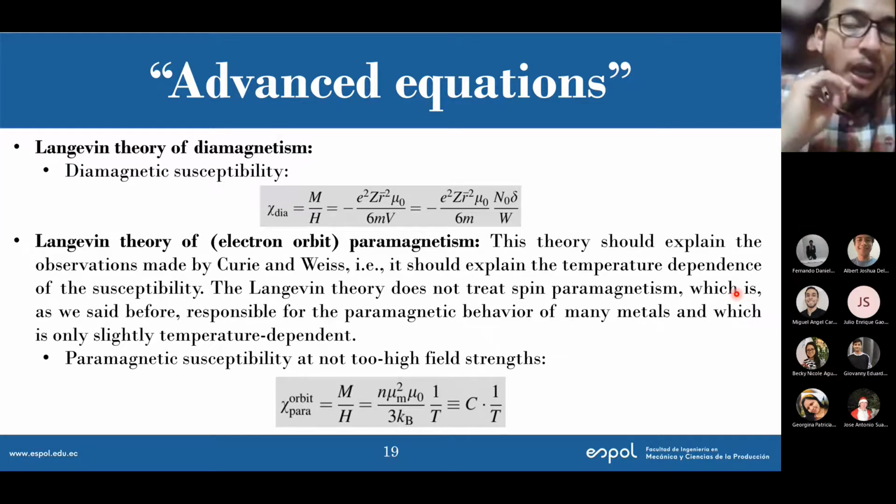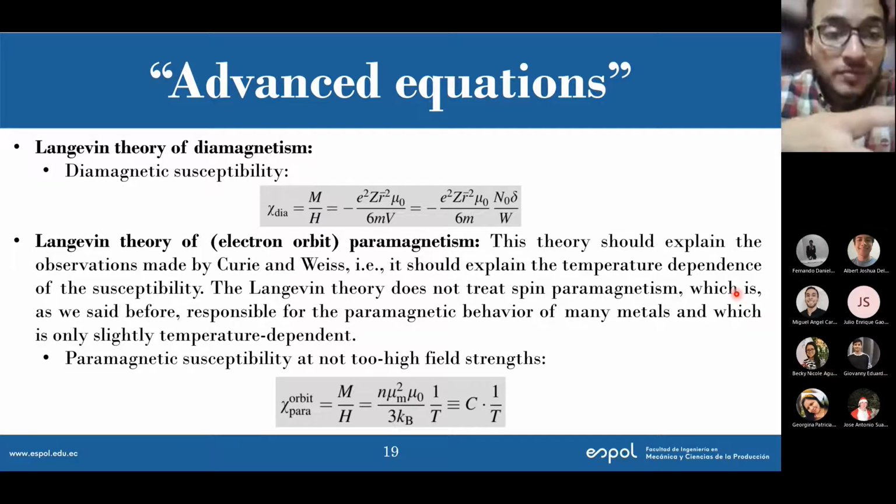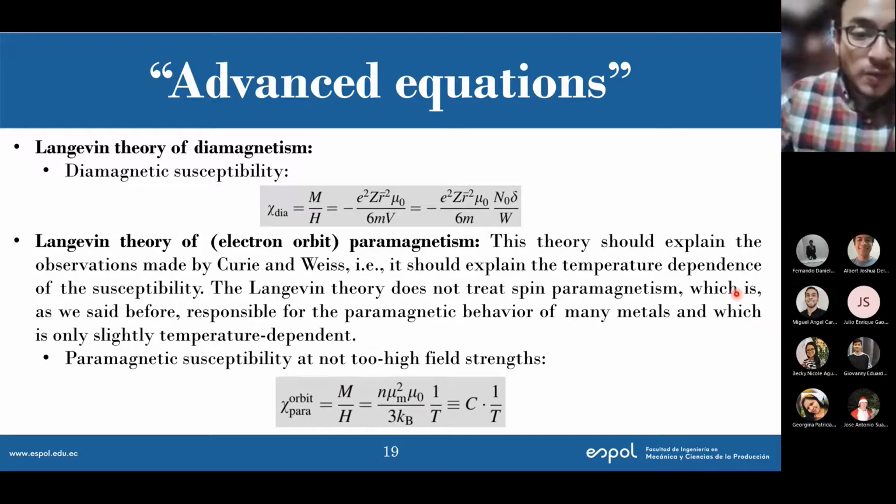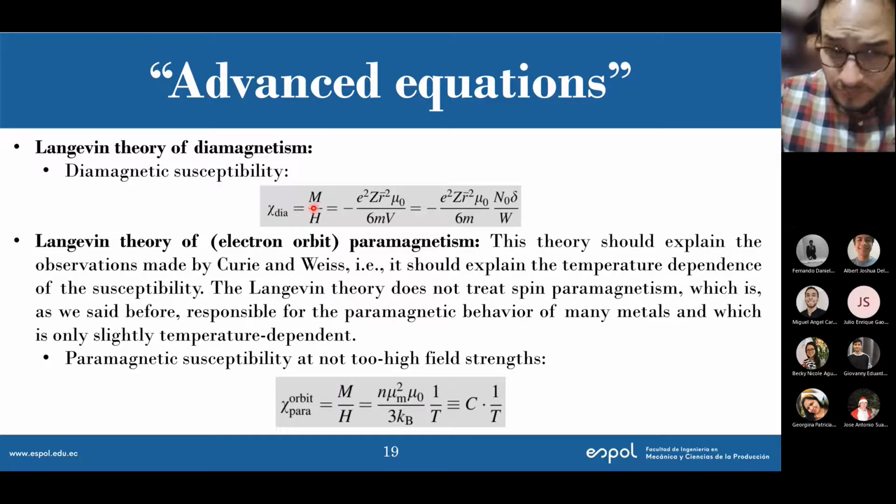So diamagnetism was explained from a quantum mechanics point of view. It was explained by Langevin, and he came up with this equation. The idea is that he derived the susceptibility for diamagnetics as a relationship between the magnetization and the magnetic field strength, and then he replaced these terms and came up with this final equation.